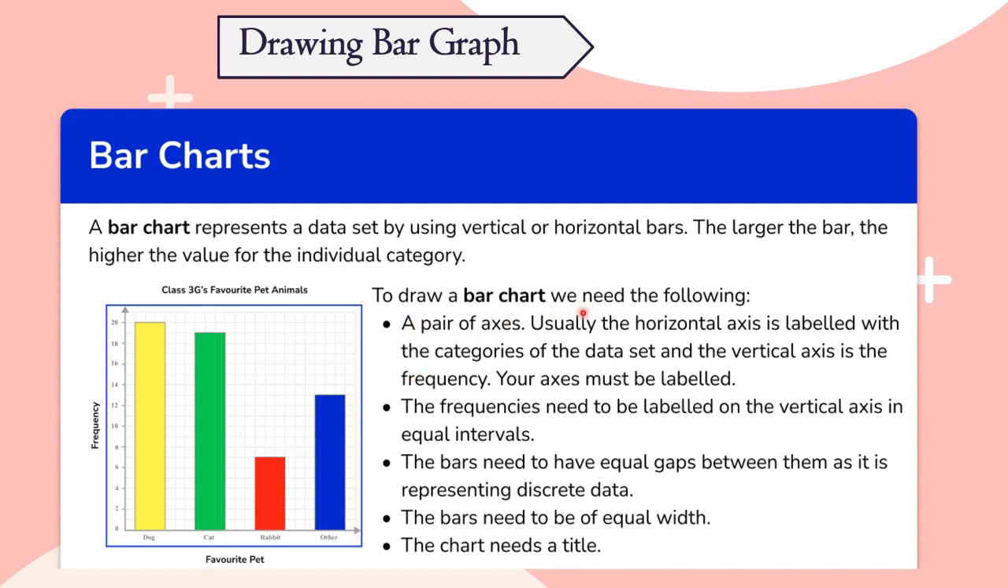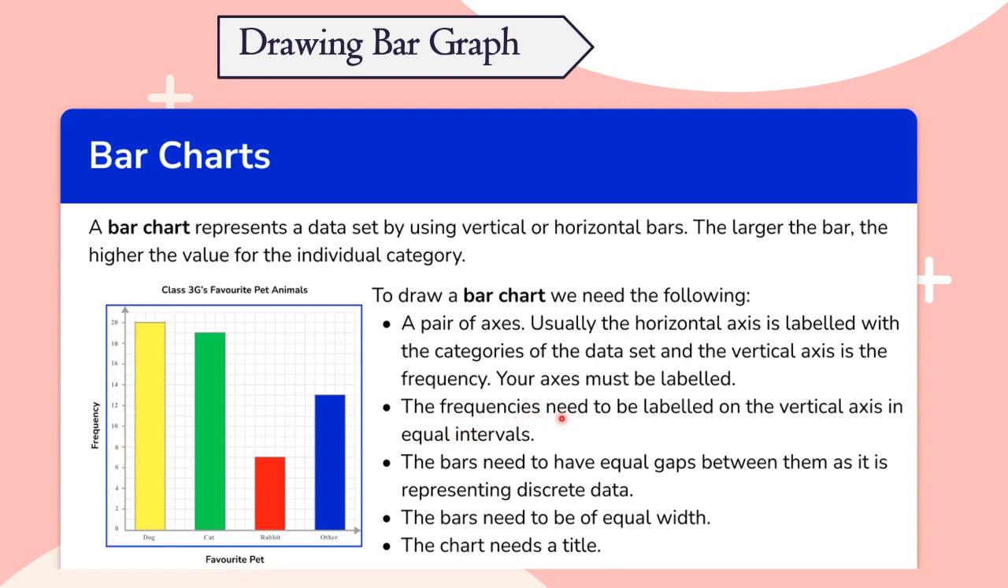To draw a bar chart, we need the following. 1. A pair of axes. Usually the horizontal axis is labeled as favorite pet, and the vertical axis is the frequency. The vertical axis shows the number of pets, the frequency of each pet. Your axes must be labeled. Look here: for the horizontal axis, favorite pet was written. For the vertical axis, frequency, that is the number of each favorite pet, will be represented here.